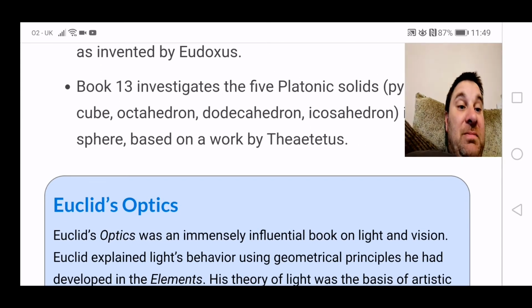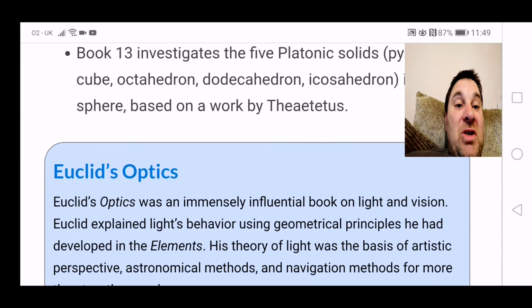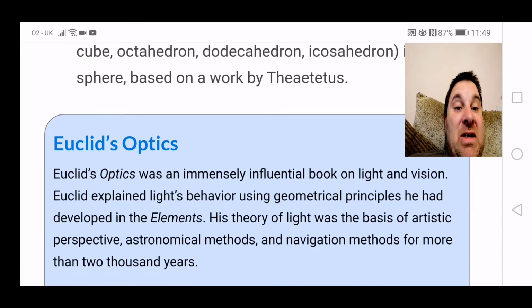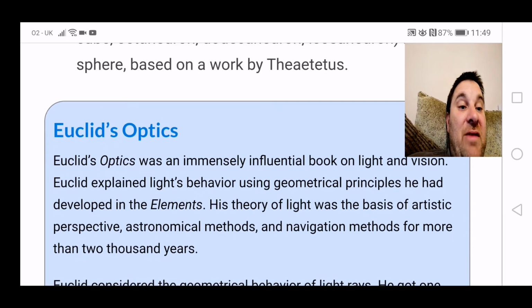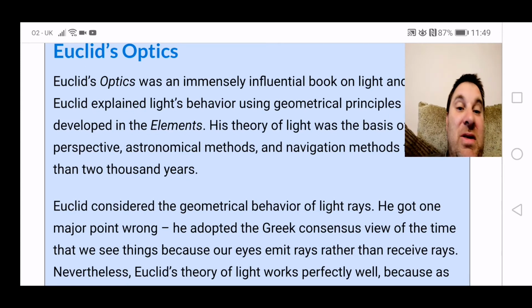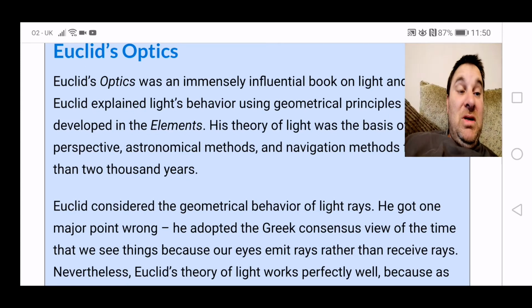Euclid's Optics. Euclid's Optics was an immensely influential book on light and vision. Euclid explained light's behavior using geometrical principles he had developed in the Elements. His theory of light was the basis of artistic perspective, astronomical methods, and navigation methods for more than 2,000 years. Euclid considered the geometrical behavior of light rays. He got one major point wrong.